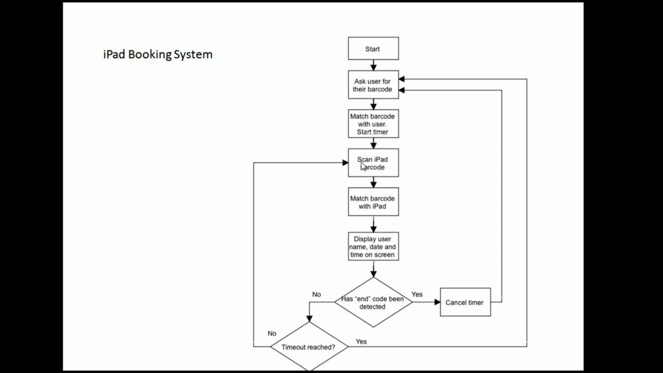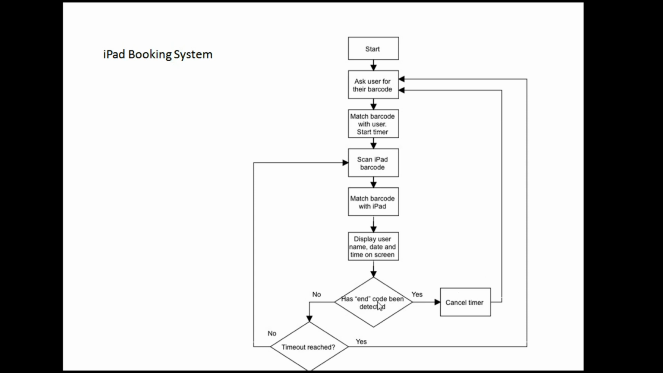I'll come on to the timer in a few seconds. Then ask the teacher to scan the iPad barcode, match the barcode with the iPad, and display the teacher's name, date and time on the screen. Now this section here, I need some sort of mechanism so the program will know when the teacher has finished scanning the iPads, because it could be more than just one, it could be several. So I need an end code.